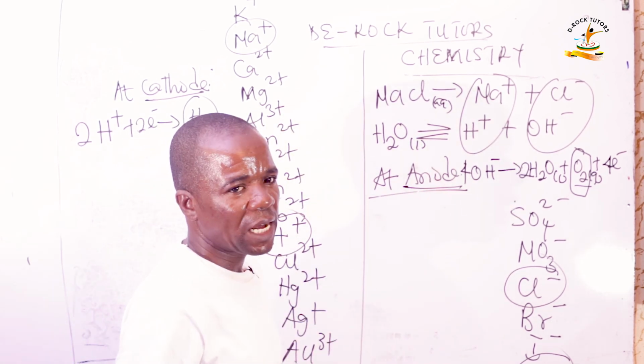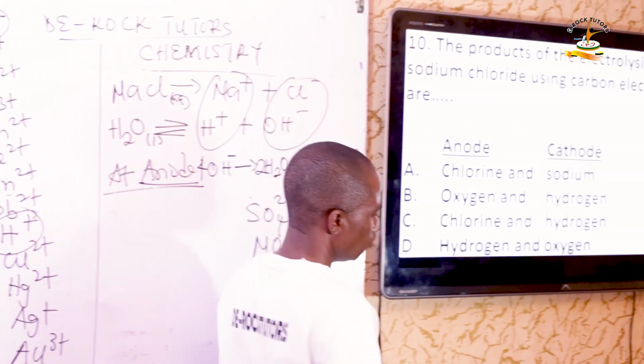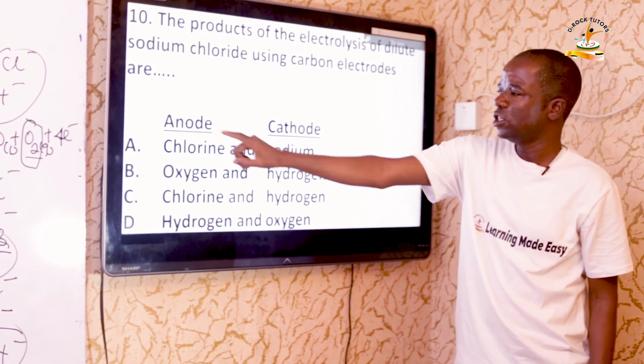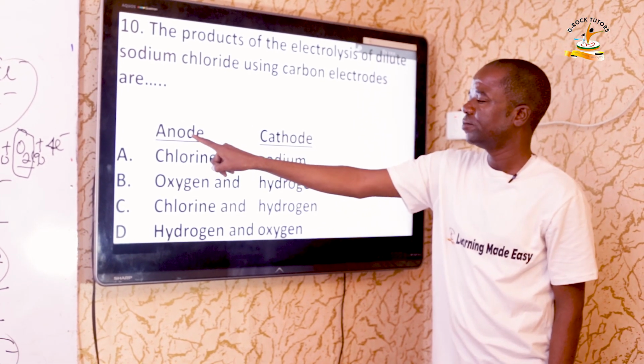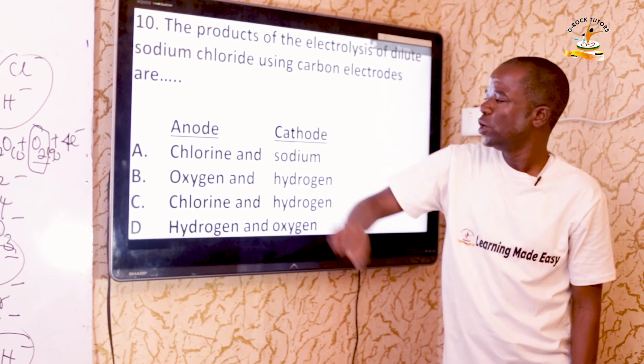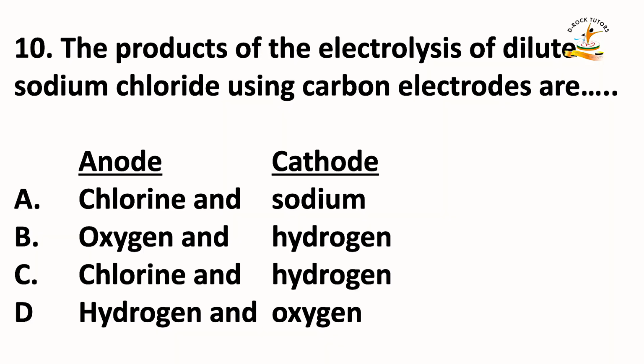Let's take a look at the options now. So option A, to see which one will be the correct answer here. We know that oxygen is produced at the anode. And at the cathode, we know that hydrogen is produced. So our correct option is option B.